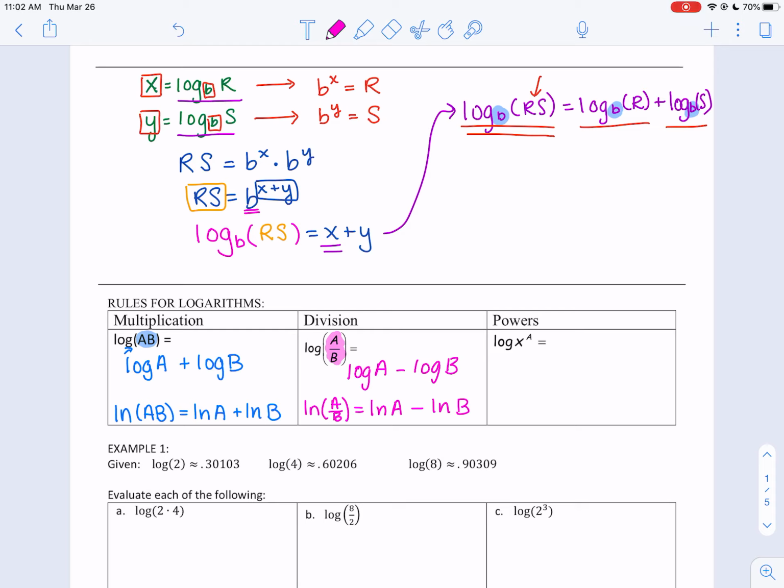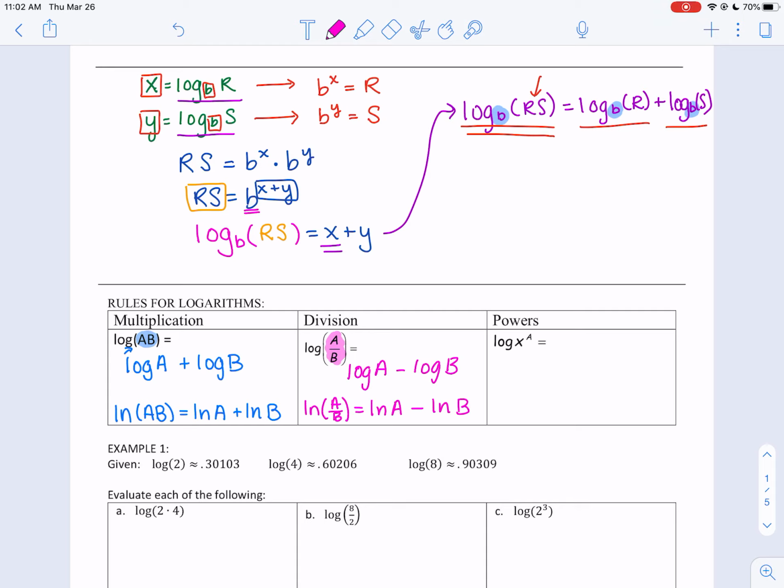This last law is actually one of the most important laws that you're going to come across in terms of logs. When we're dealing with this, you'll see it this year, you'll see it in the next lesson while solving equations, you'll see it in calculus. It will continue to come back over and over and over again.